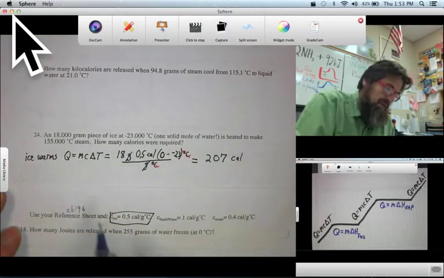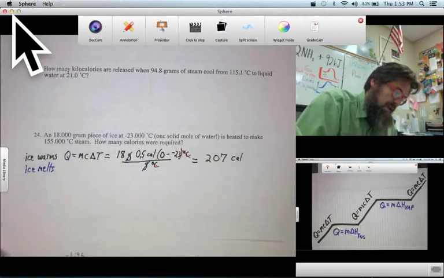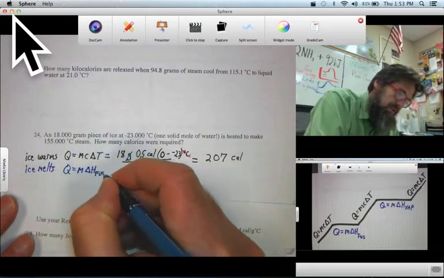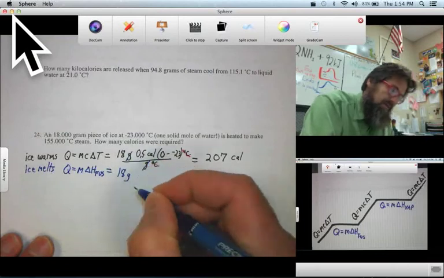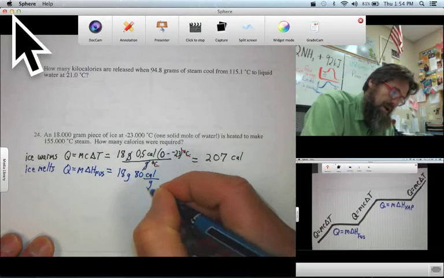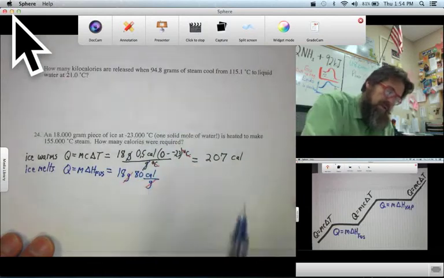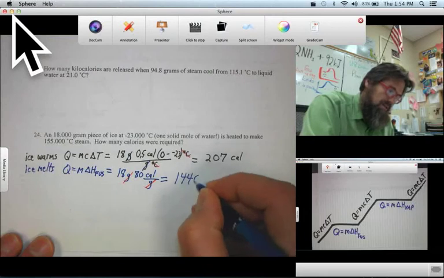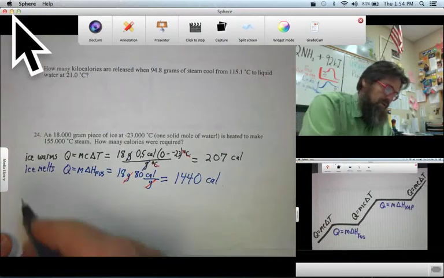Okay. Now, next step is we're going to melt the ice. Ice melts. And so our equation is Q equals m delta H of fusion. Let's substitute. The mass, of course, 18 grams. Delta H of fusion of water is 80 calories per gram, which is on our reference sheet. And let's show our cancellation. Grams cancels grams. Multiply that out, and we get 1440 calories.